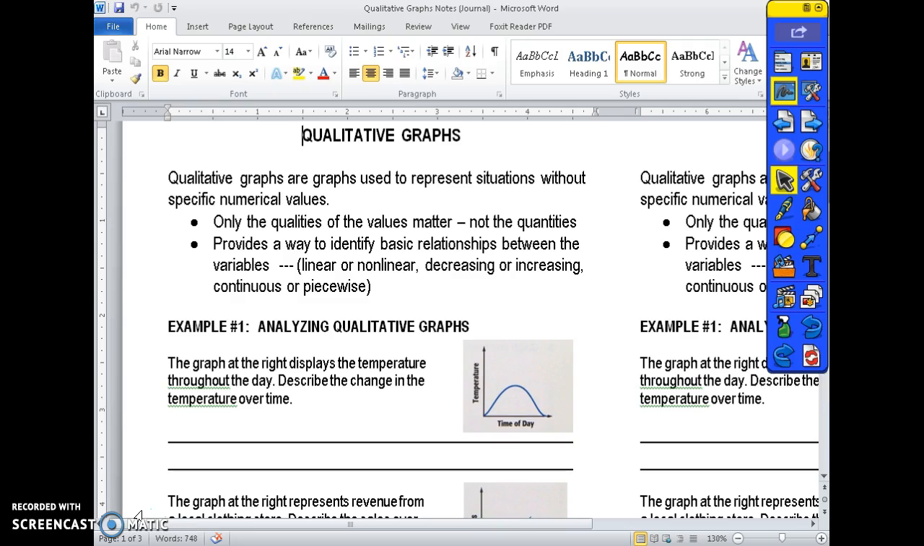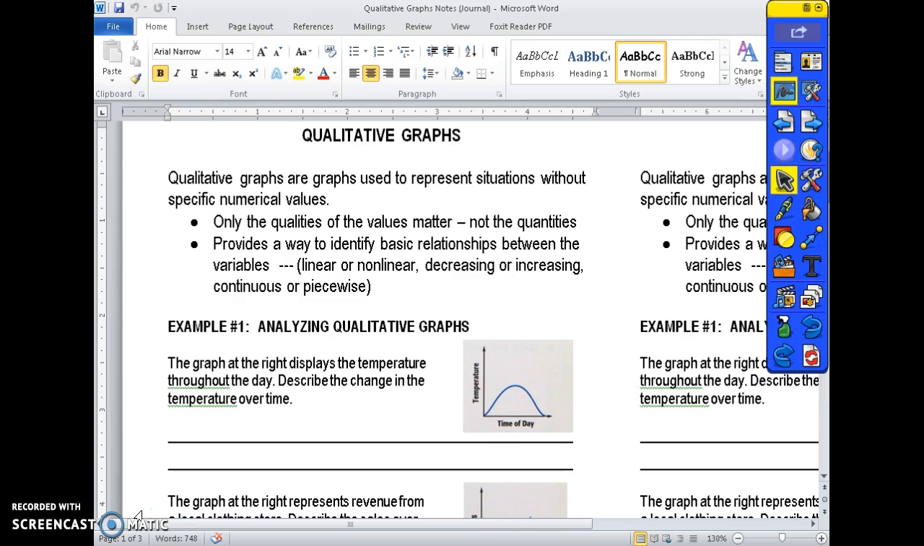It provides a way to identify basic relationships between the variables, so linear or nonlinear, decreasing, increasing, continuous, piecewise, those different types of basic relationships. So look at example 1.